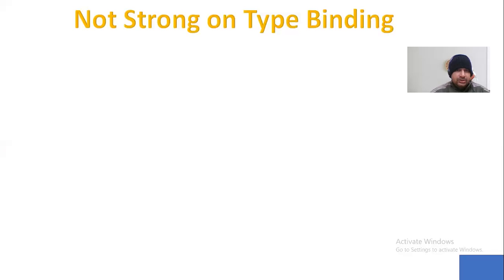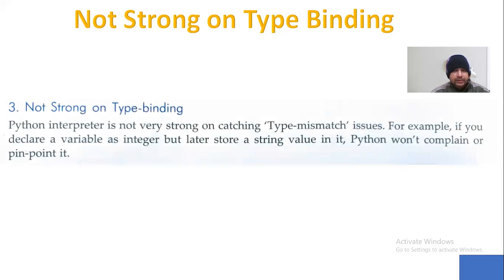The next one is not strong on type binding. That means when you assign a value to a variable, generally in other languages, when I say a equal to 10, that means the variable a is declared as of integer type, and it will only hold values of integer type, right?